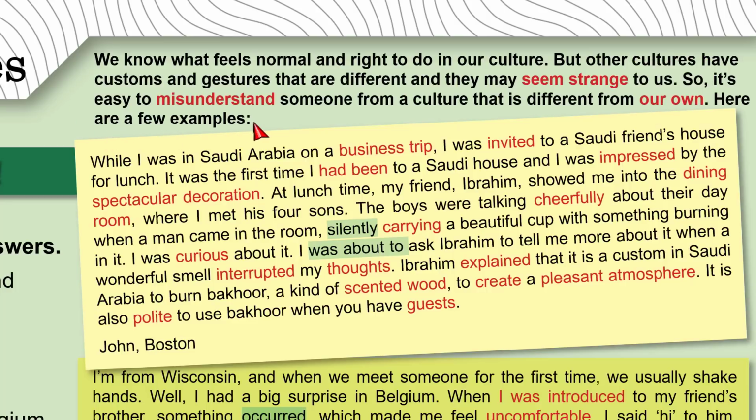Here are a few examples. This was written by John, and John is from Boston. He says, while I was in Saudi Arabia on a business trip, I was there for work, not for pleasure. I was invited to a Saudi friend's house. Invited, somebody asked me to come and visit in their house for lunch. It was the first time I had been to a Saudi house, the first time I go there to a Saudi house, and I was impressed.